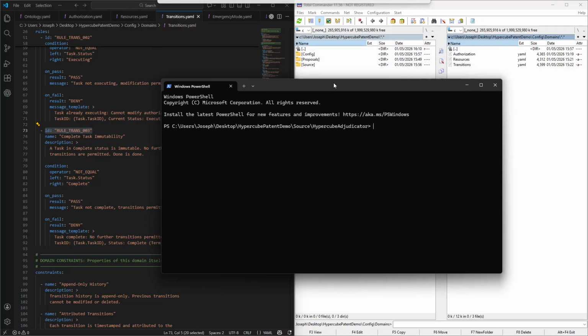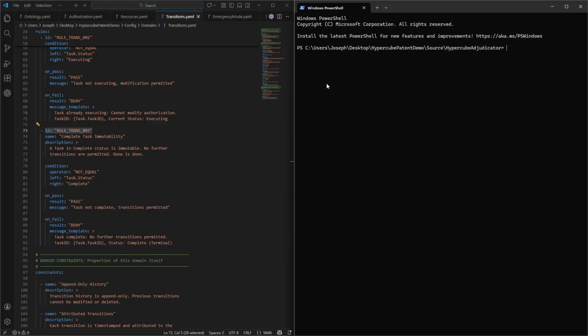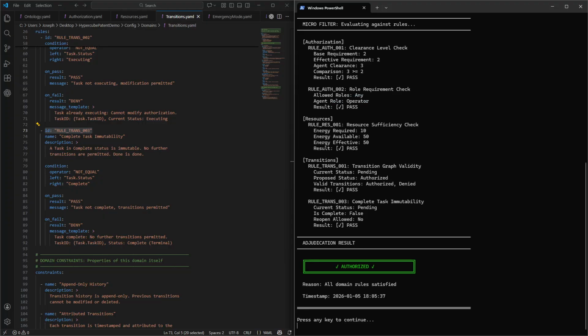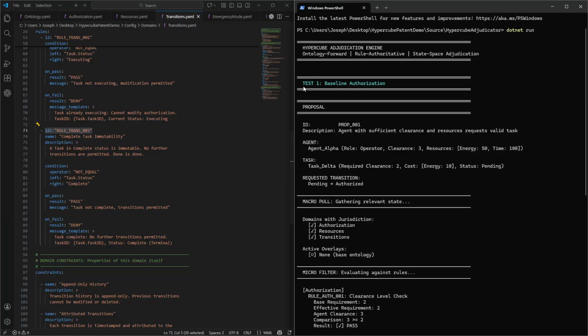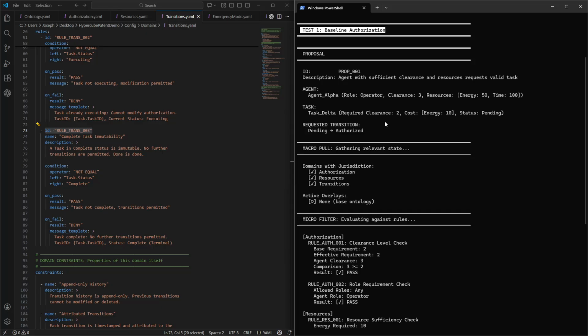Now we adjudicate. I am going to submit a proposal and walk through the macro pull, micro filter process. Test 1. Baseline authorization.